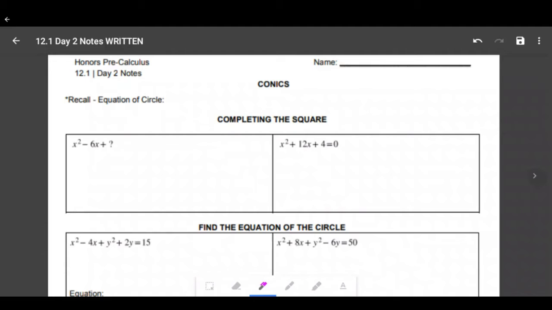We are looking at 12.1 second day. We'll start you off a little bit easier today, and then we're going to get you some challenging problems, as we always do with the second day of a section. So as you look at it, we're still in conics.